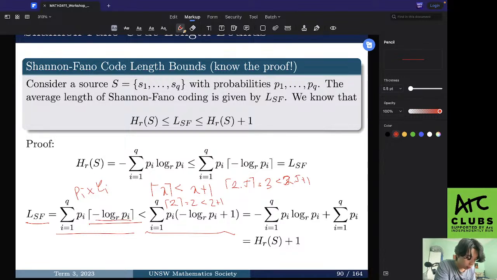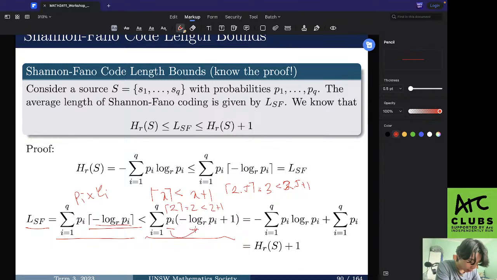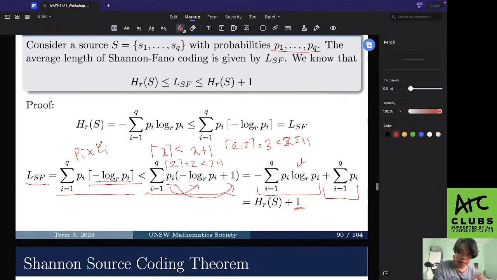the ceil of minus log p_i is less than minus log p_i plus 1. And so what we can do is split up this sum, right? We can distribute the p_i to the log and also the 1, and that gives us 2 sum terms. We know that p_1 to p_q is a probability distribution, so the sum is equal to 1, and this is just our entropy. So now that we know that Shannon-Fano is bounded, whilst it isn't as good as Huffman, it is still a relatively good code.